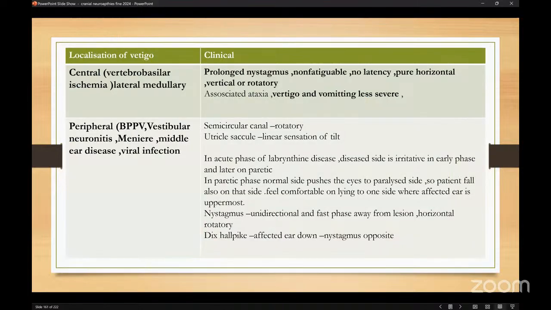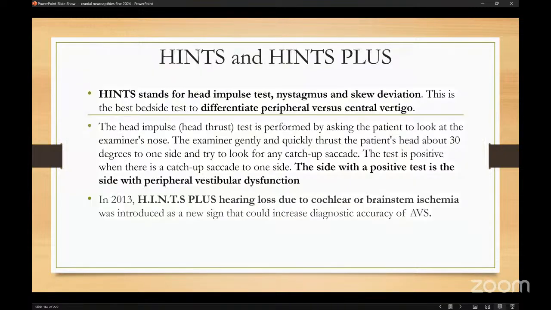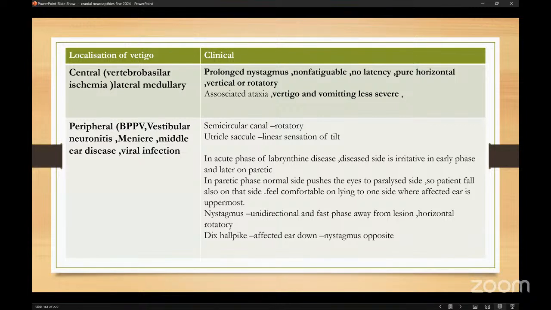Okay, so if somebody has a central vestibular involvement or peripheral vestibular involvement, the best test to differentiate between these two is doing HINTS and HINTS plus. At least you should be aware of these two things. And also central vestibular nystagmus is always continuous nystagmus. It does not have a fatigue. There is no latency in it. And it is a pure nystagmus, pure horizontal, pure vertical nystagmus. Okay. Less vertigo and less vomiting also in central.